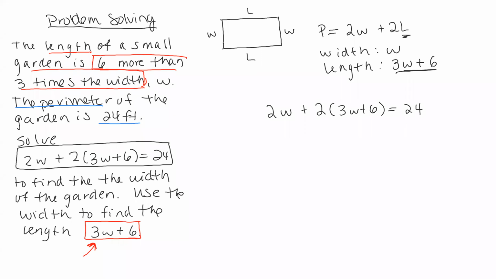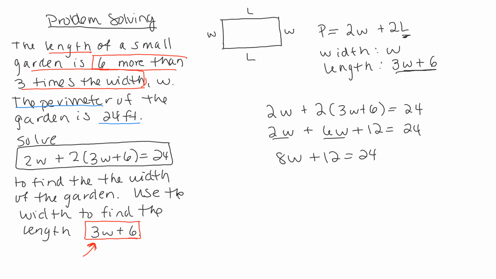So I'm going to start by distributing. First I'll drop down my 2W, and then I'm going to distribute 2 through 3W plus 6. Well, 2 times 3W is 6W. 2 times 6 is 12, and that is all still equal to 24. Now we want to combine like terms. We've got 2W plus 6W, so that equals 8W plus 12 equals 24.